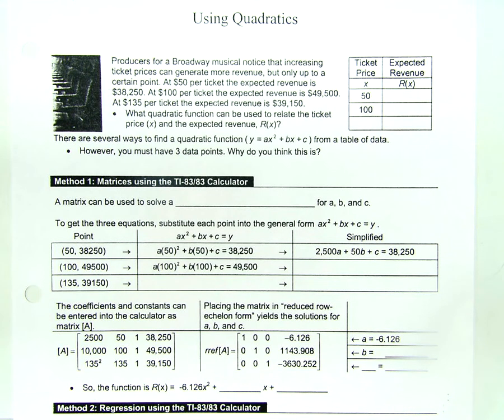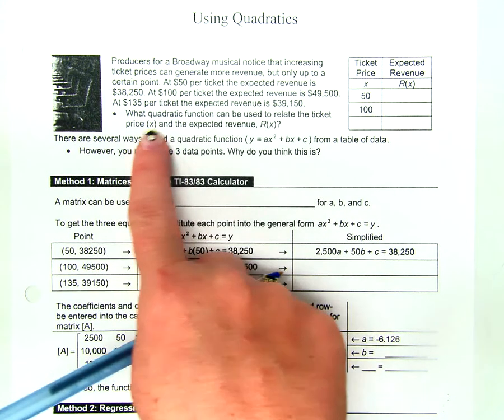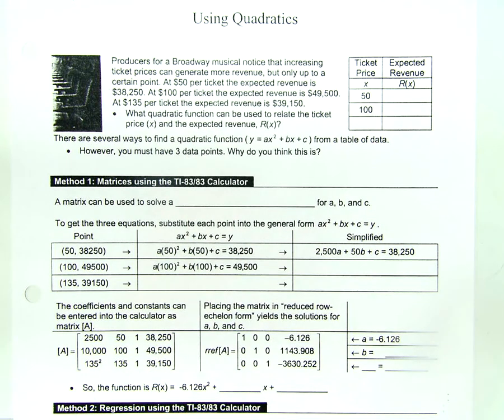certain point. At $50 per ticket, the expected revenue is $38,250. At $100 per ticket, the expected revenue is $49,500. At $135 per ticket, the expected revenue is $39,150. Okay? So what quadratic function can be used to relate the ticket price and the expected revenue?